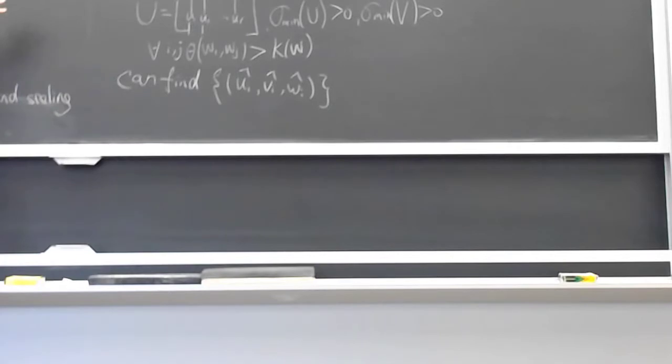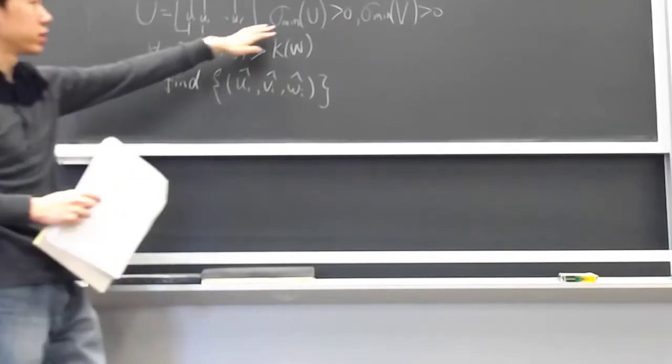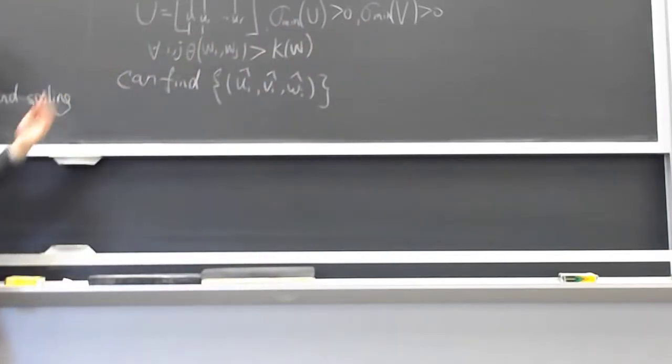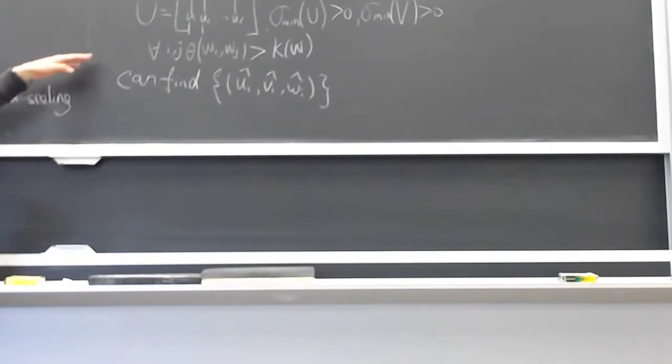So the whole point is, even if we don't know this tensor T exactly, as long as we can estimate this tensor T within any arbitrary accuracy that depends on all these smallest singular values and the smallest angle between wi and wj, then we can still hope to find the ui, vi, and wi up to any accuracy that we wanted.